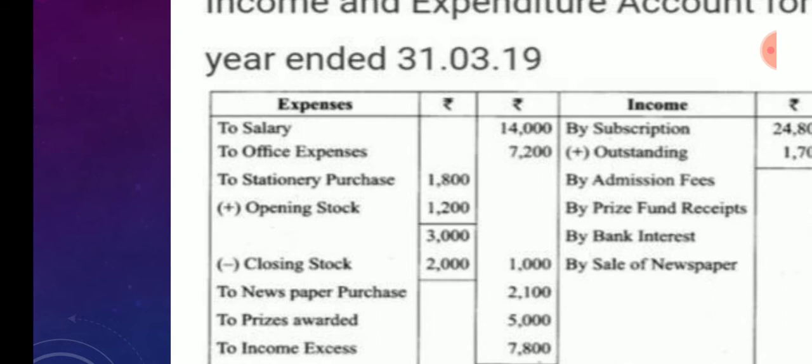To stationery purchase 1,800, and opening stock 1,200. Additional information, we add that. The closing stationery 2,000 we less. So stationery purchase 1,800, opening stock 1,200, so 3,000 less closing stock 2,000, so 3,000 minus 2,000, totally 1,000 rupees. To newspapers purchase 2,100.